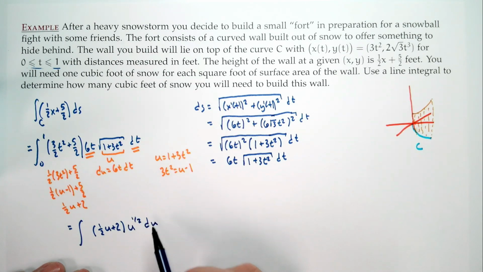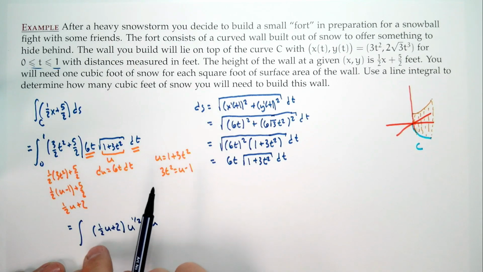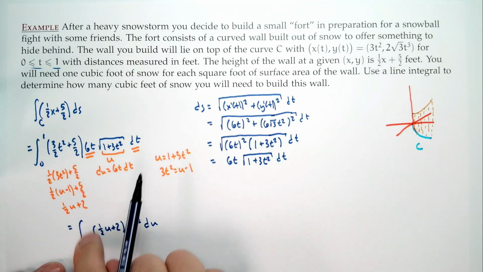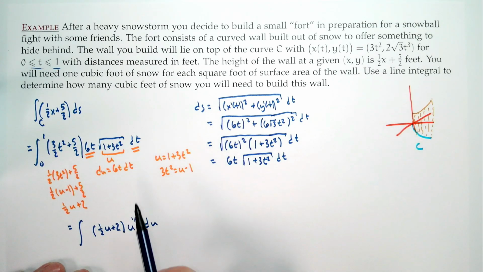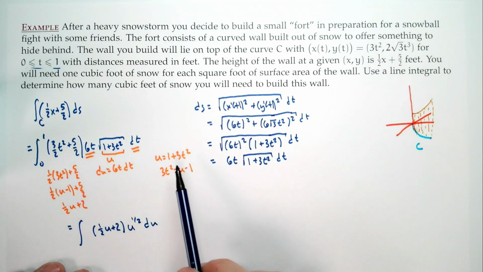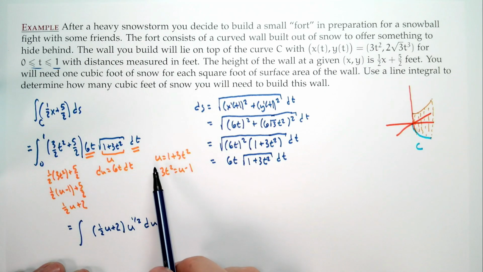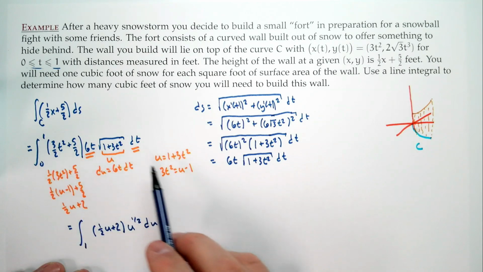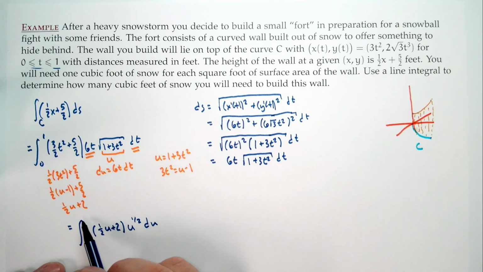And now, don't forget the bounds. These are our t-bounds up here. We need u-bounds. Well, that's not too hard. Put t equals 0 into our expression for u, and we get u equals 1. Put t equals 1 into our expression for u, and we get u equals 4.